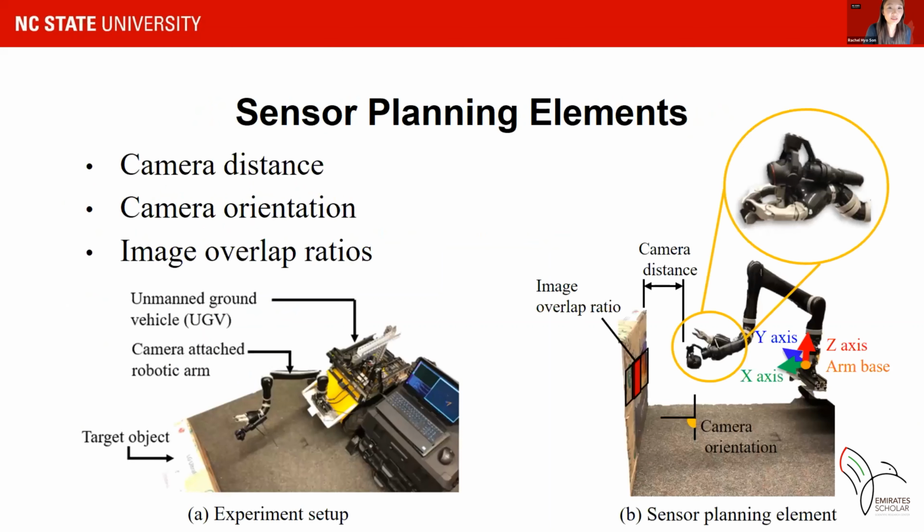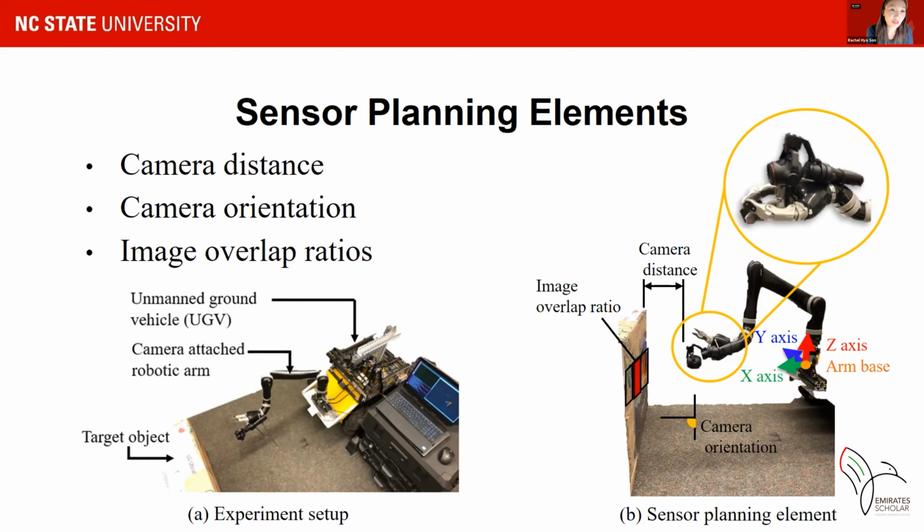So for the sensor planning method, we have found that correspondence error has a great influence on the 3D reconstruction results. So to reduce the error, it is recommended to keep the same distance from the image plane to the object. Figure A shows how we set up the experiment, and B shows how the sensor planning elements are applied in the experiment setup.